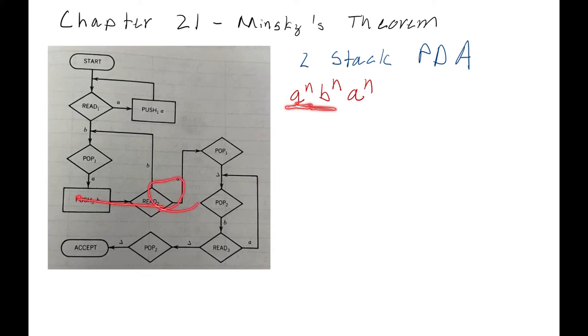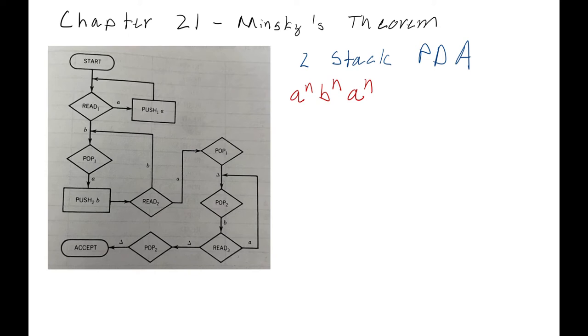Then in the end, we're going to read the final A's, popping the B's off of the stack here. Make sure there are no extra A's on the stack or else we have more A's than B's. But then we pop the B's off of the stack for every A that we read. And then we make sure that the second stack is empty and we accept the word.